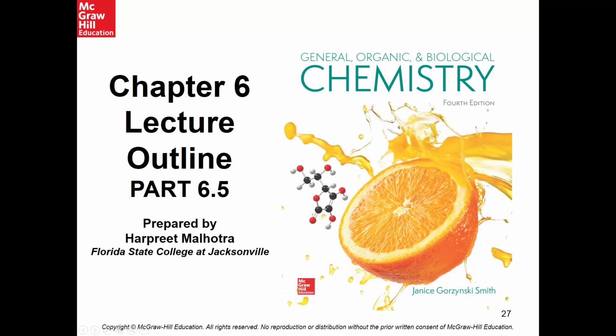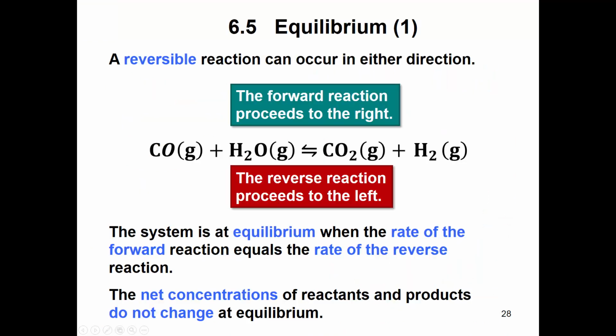So we've been talking about reactions, and we've talked about how the rate is affected. And so let's look at what happens if we have a reaction that's not just going one way, but that it can be reversible. And there's a lot of these that go on in the body and in industry as well. So a reversible reaction means that it can go in either direction.